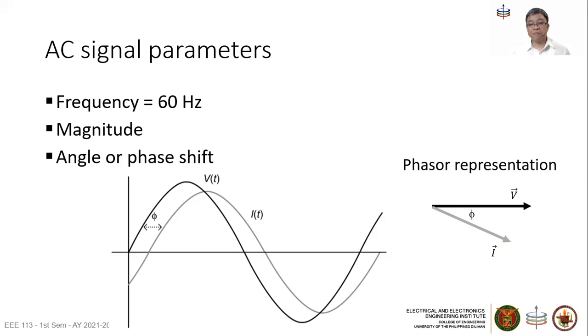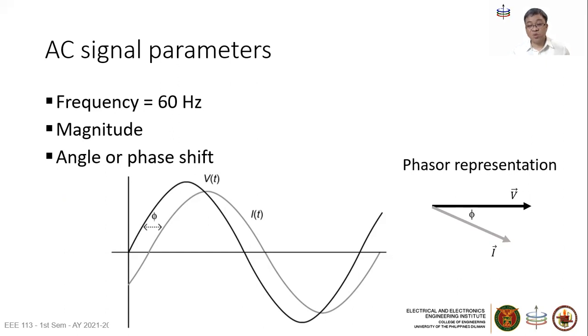Since the shape, which is sinusoid, and the frequency are fixed and are implied, only two bits of information are important: the magnitude and the angle. Shown here are a voltage signal V of t, sinusoid, and a current signal I of t. Since the units are different, this one is in volts, this one is in amperes, we have an arbitrary scale here. But the phase difference here is clearly shown to be angle phi.